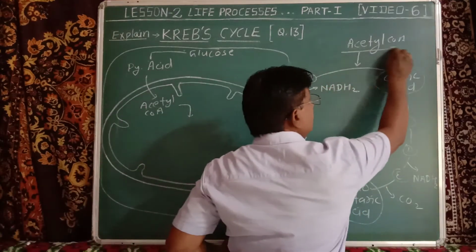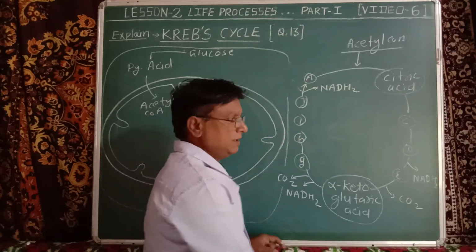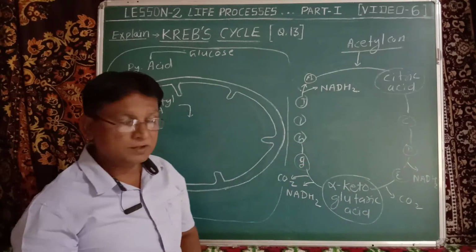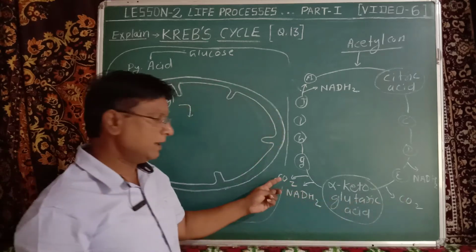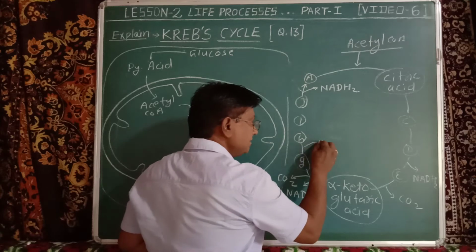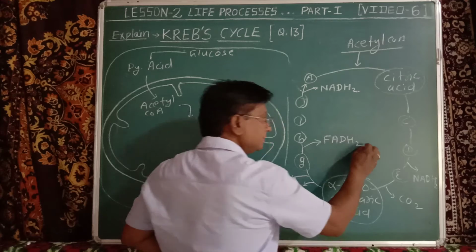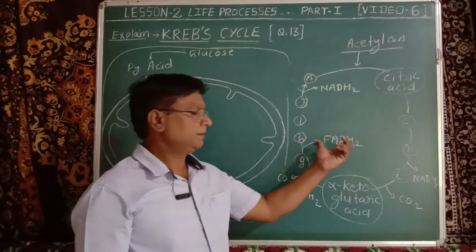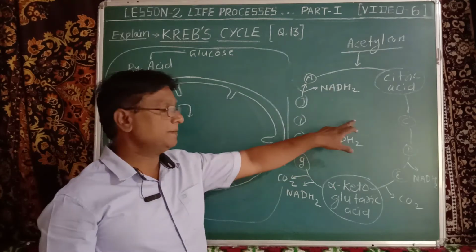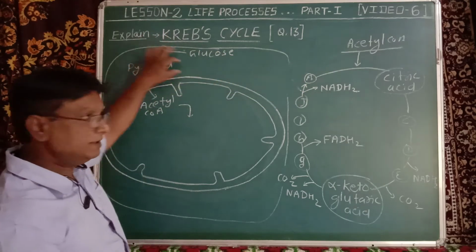When one acetyl-CoA molecule enters, then how many NADH2s are produced? 1, 2 and 3. How many carbon dioxides are produced? 1 and 1, 2. One more coenzyme is produced here, and that coenzyme is called FADH2. We can simply call it coenzyme or enzyme. So these 2 coenzymes are produced in Krebs cycle, while only one is produced in glycolysis, that is NADH2.